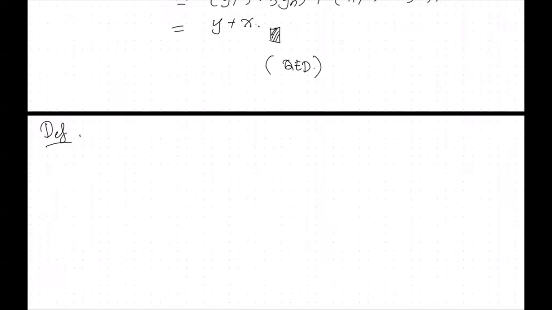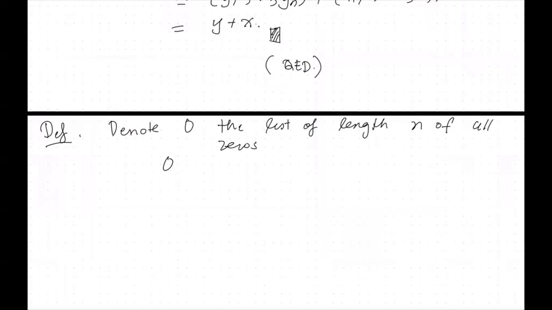Then we go to another definition. Denote 0 as the list of length n of all zeros. So 0 here, sometimes we put some R at the top to distinguish this from 0. But sometimes we just get it from the context by abuse of notation.